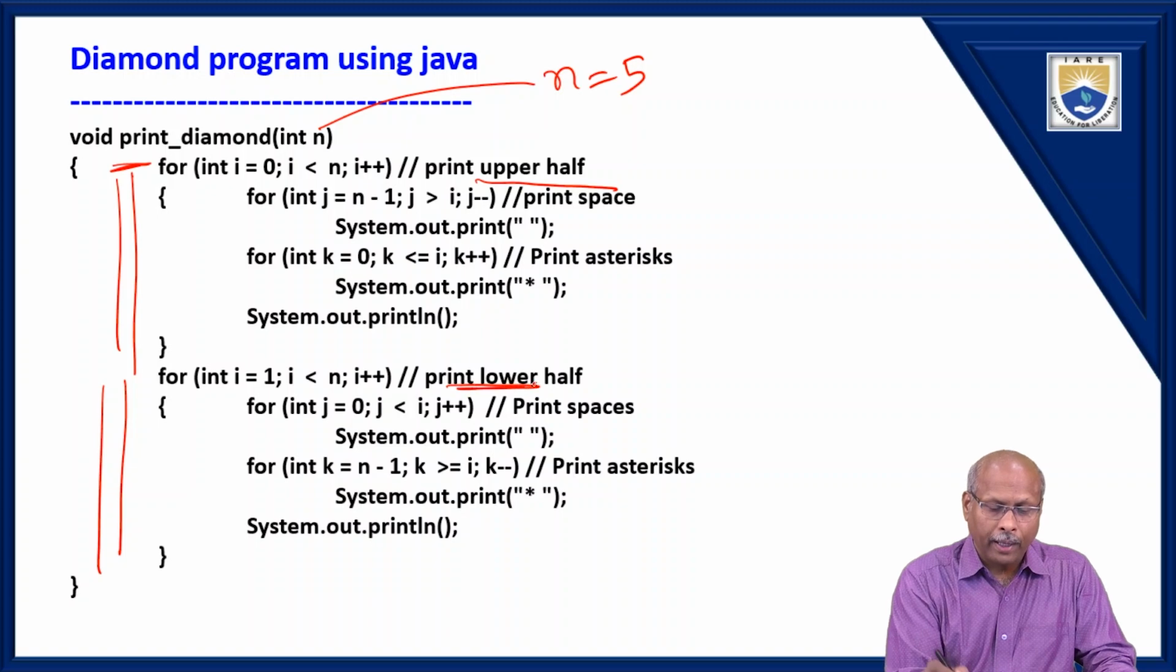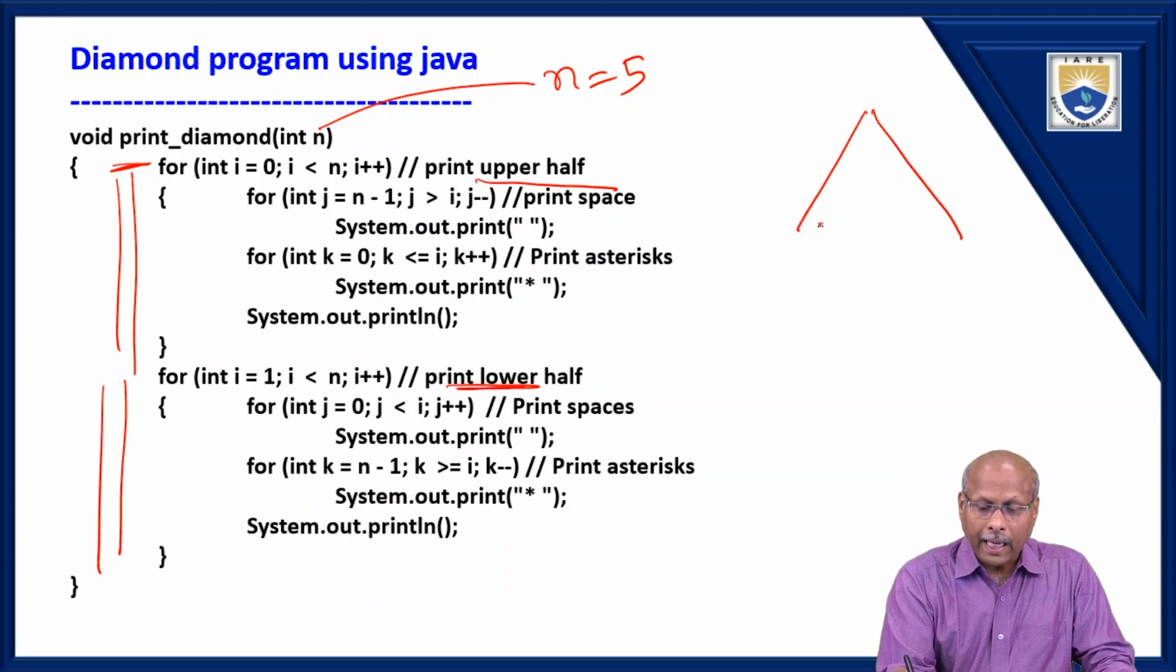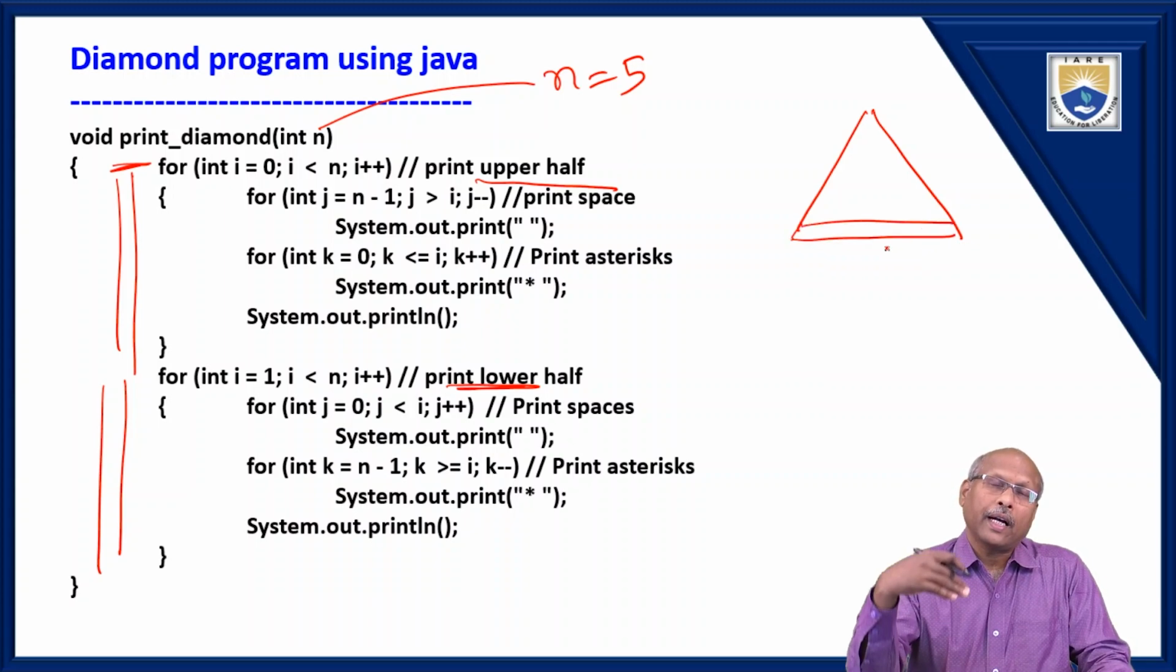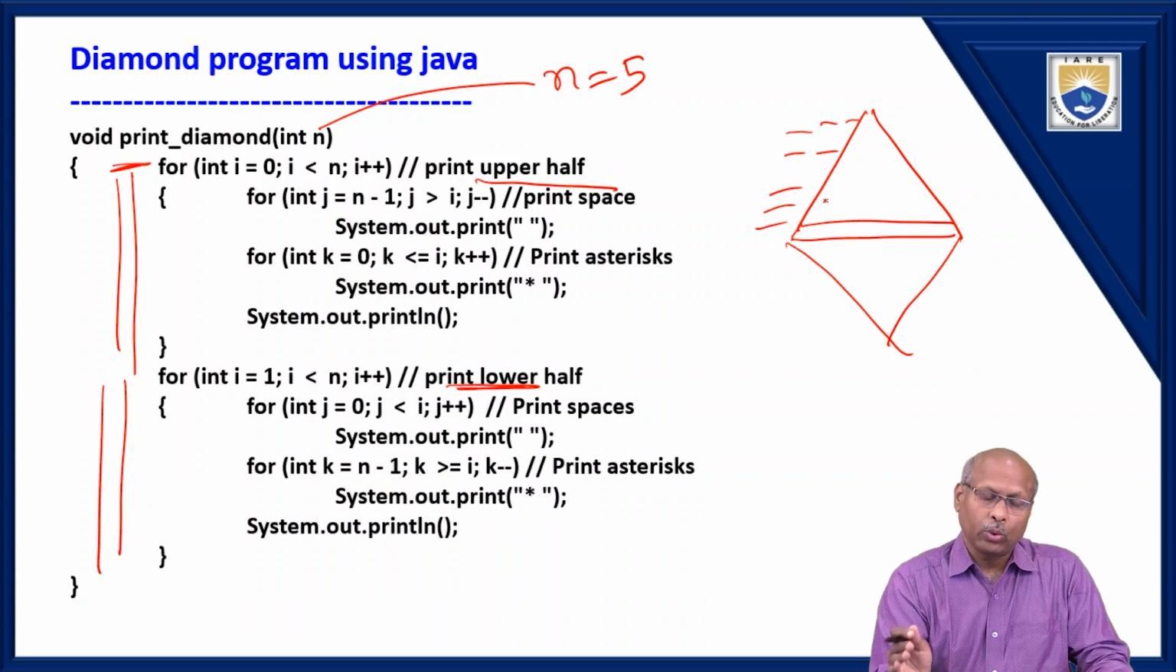Okay. Now this is the loop for printing the upper half, and this is another loop for printing the lower half. First of all you have to print the upper half. This upper half gives you the upper diamond part. The lower half gives you the lower diamond part. So now you have to decide how many spaces to give, that is, before the row begins, how many spaces you have to print.